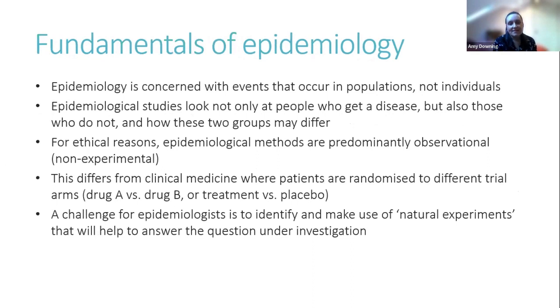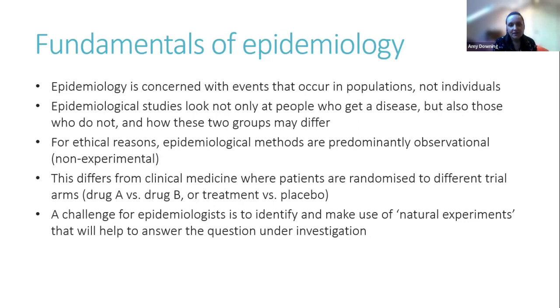And as I said, the key aspect is that we're looking at events that occur in populations, not individuals. Epidemiological studies look at people who get a disease, but also at people who don't get the disease, and they look at how those two groups may differ. For ethical reasons, the methods used are predominantly observational or non-experimental, because we can't randomize people to these exposures. This differs from clinical medicine, where patients are randomized to clinical trials and given either drug A versus drug B, or a treatment versus placebo.